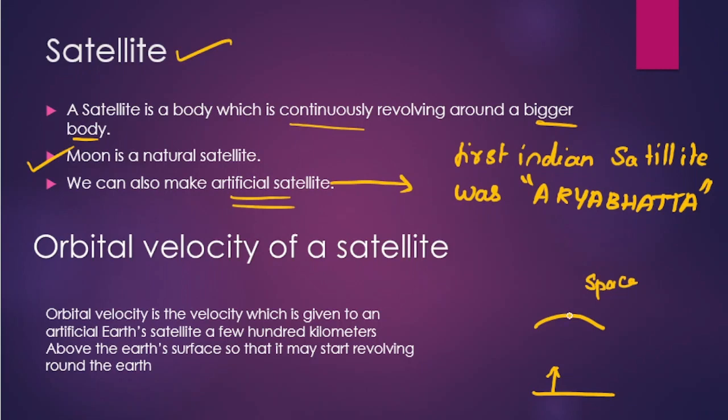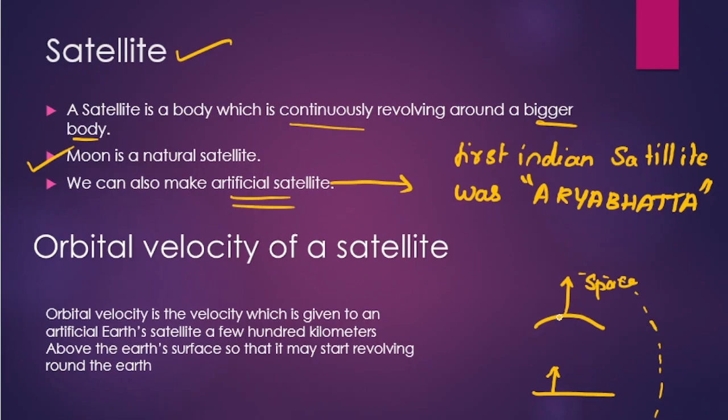After it moves out, it goes a few hundred kilometers above the Earth. From there, what happens? It needs to revolve around the Earth in this way. After it has gone a few hundred kilometers above the Earth's surface, it needs to revolve around the Earth, so we need to give it some velocity for that purpose.